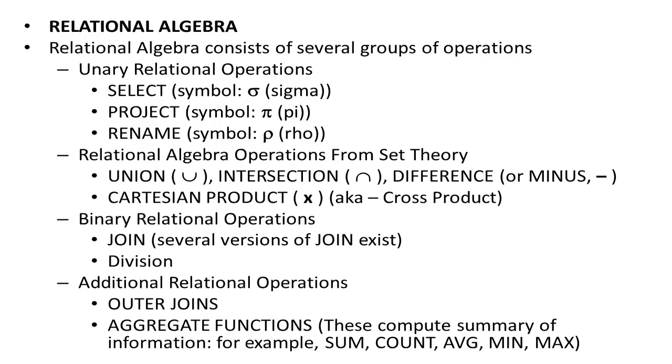In the slide you can see binary relational operations, that is join, division, and additional relational operators, outer join and aggregate functions. For aggregate functions, a separate video is posted, so you can refer to that topic. The binary operations, join, division, and outer join, you can see in the other video. In this video we are going to discuss only the unary relational operations, that is select, project, and rename, and then the set operations: union, intersection, difference, and Cartesian product.